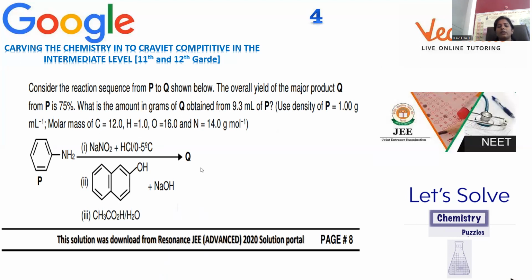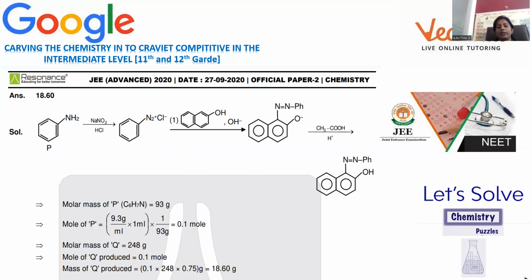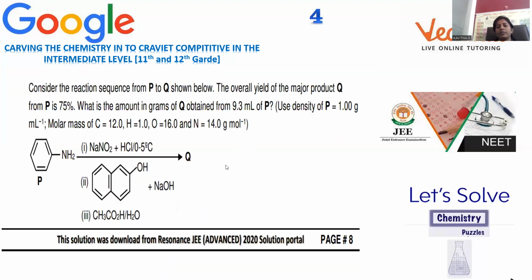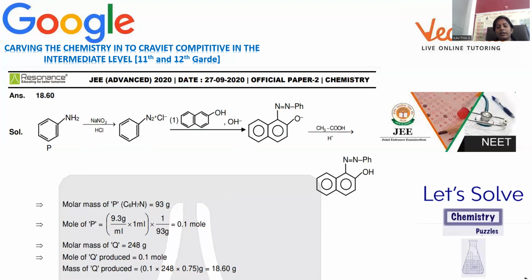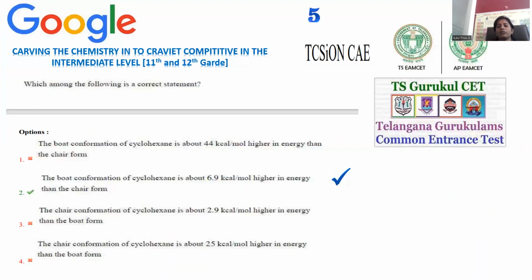In order to make the calculation, first of all we have to understand the role of the reagent upon the starting material. With these many series of reactions, what is the expected product over here? After getting the expected product, what about the calculation of yield? Everything we need to identify and understand, then only we can solve the problem. For question number 4, 18.60 grams is the correct answer. Move on to question number 5.